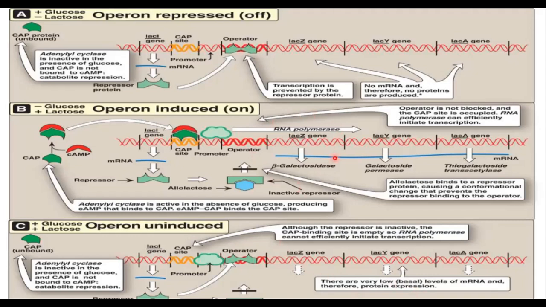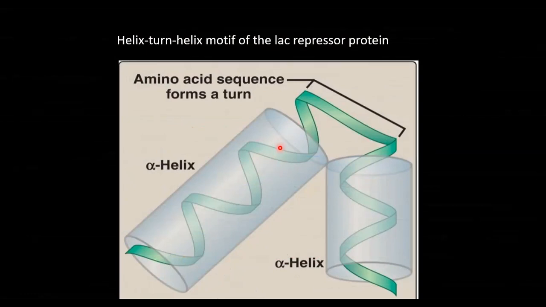So please, you can pause at this point and look at that. This is very helpful. It summarizes the Lac operon. Now this is the helix motif of the Lac repressor protein. This is the structure which the Lac repressor protein uses to bind to the operator.